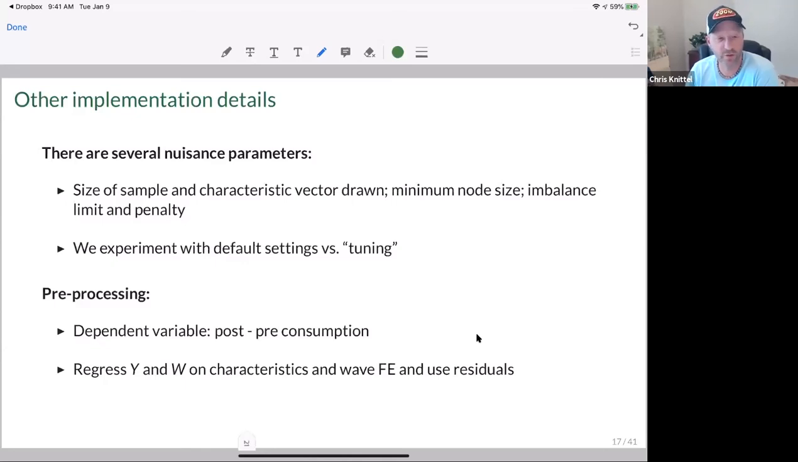A couple other things I'll mention, about what we're feeding the forest, because we have panel data. We have a bunch of months before treatment and a bunch of months after the treatment. You can't feed it, at least as of now, panel data. So what we feed it is an average pre-consumption and an average post-consumption, where we residualize consumption using a regression of monthly consumption on the characteristics and wave fixed effects. So we're feeding it a residualized consumption and treatment.